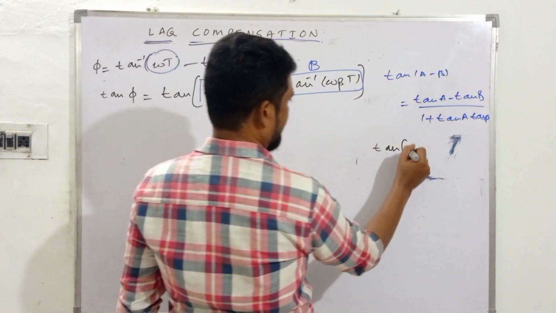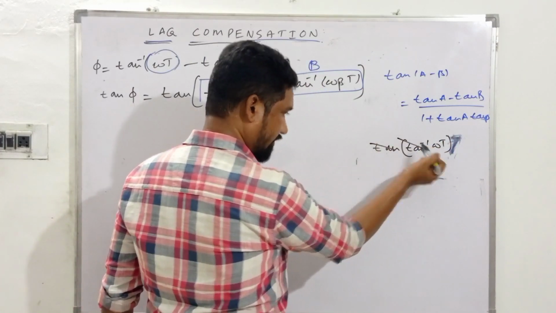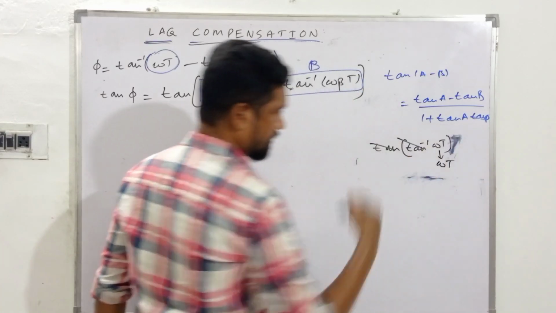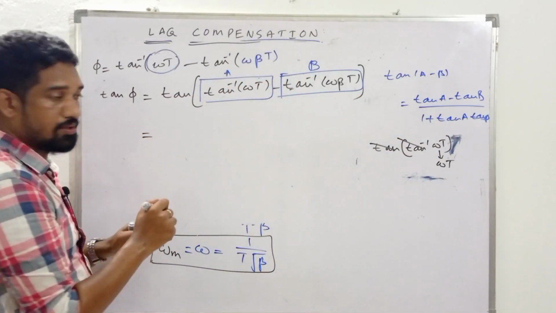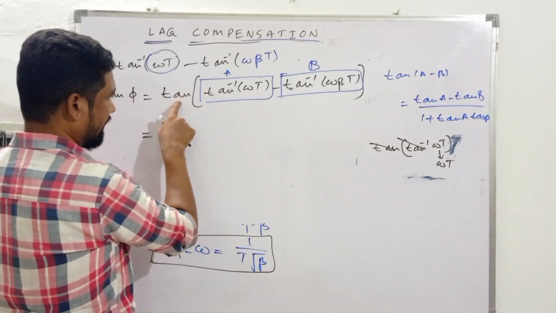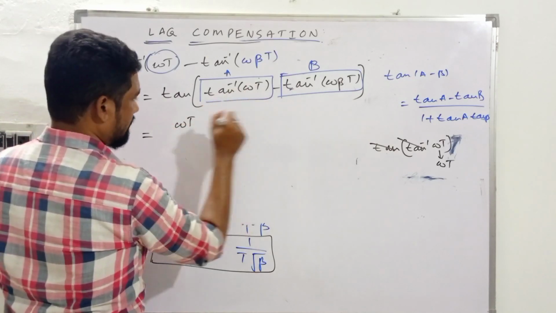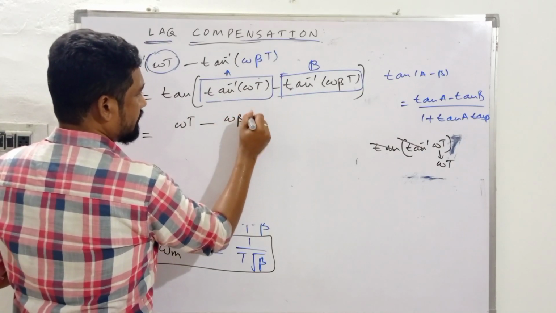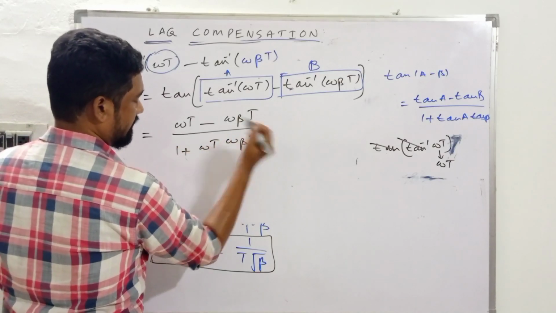So tan a, what is that? Tan inverse a is tan inverse omega t. This tan and tan inverse will be cancelled, tan and its inverse will be cancelled, and so we'll be left with only omega t when we write this entire expression. So no more tan over here. In that a we have tan and tan inverse. Tan and its inverse gets cancelled, and omega t will be left over from a. What about tan b? This tan and tan inverse gets cancelled, it will be omega beta t upon 1 plus omega t times omega beta t, beta into t.